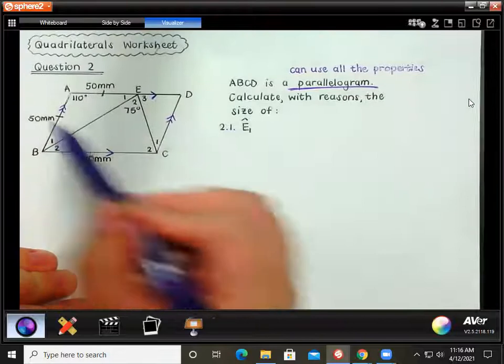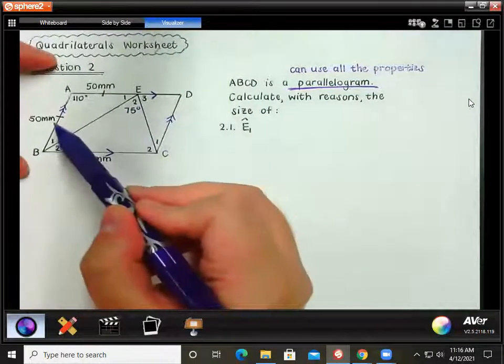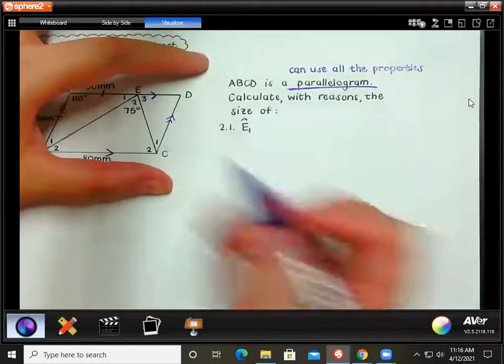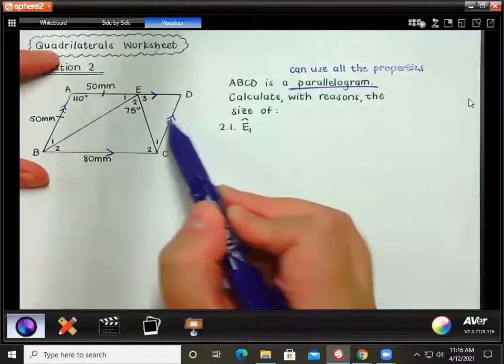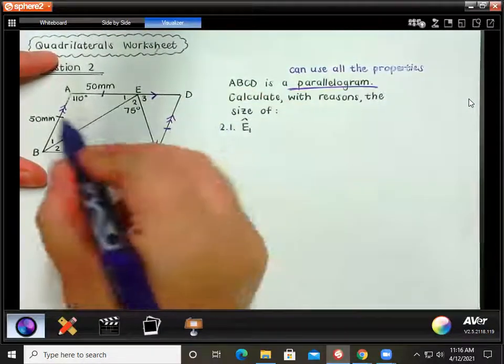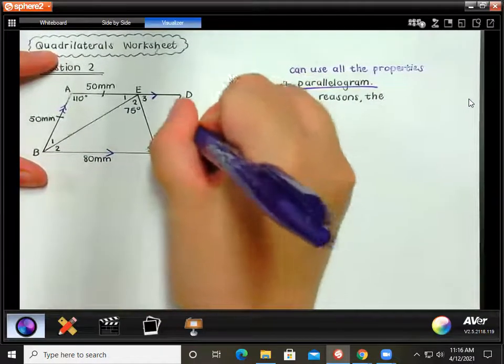Now we know that the opposite sides of a parallelogram are also equal, right? So if AB is 50, what is the opposite side to AB also going to be? If that's 50, then this is also 50. So we can also put one line there to show that it's equal to that one. And we can also actually put that length there, 50 millimeters.